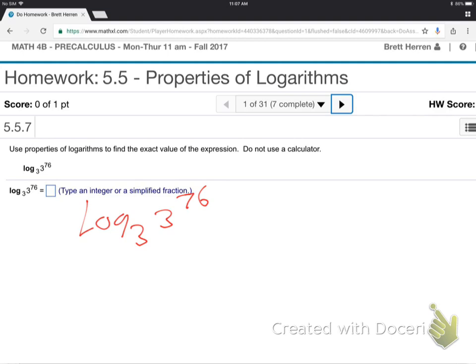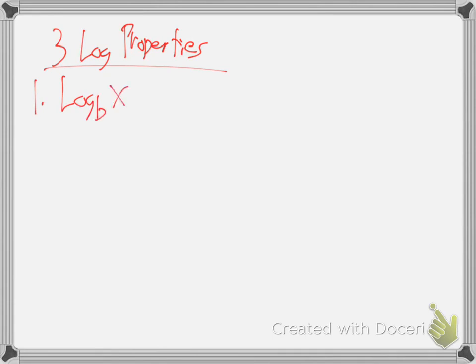Well, there's 3 properties of logs, and maybe I think I'll write them up for you. And yeah, let me write that here. So 3 log properties. This whole section is based on the 3 big rules of logs. So number 1, log base b of x times y is log base b of x plus log base b of y. See how multiplying becomes adding there for 2 logs?